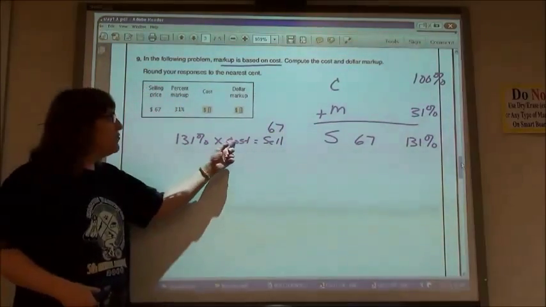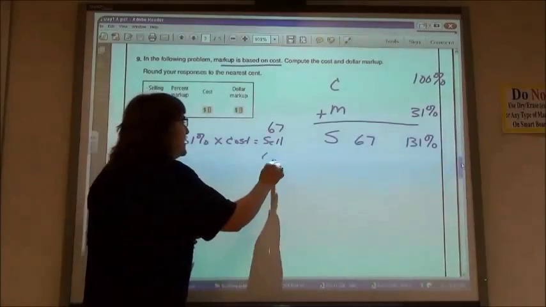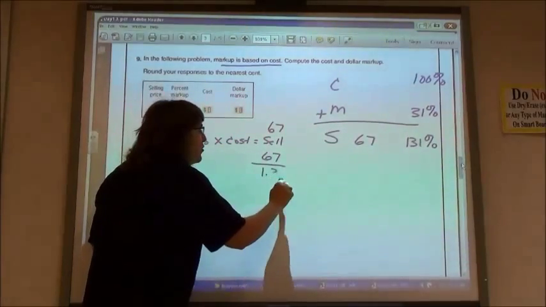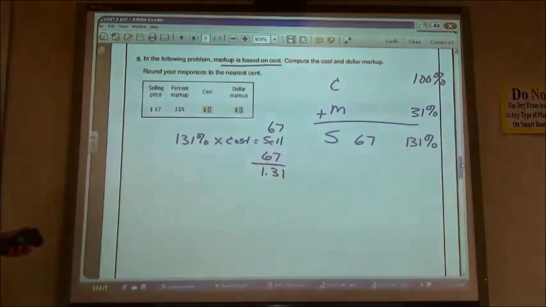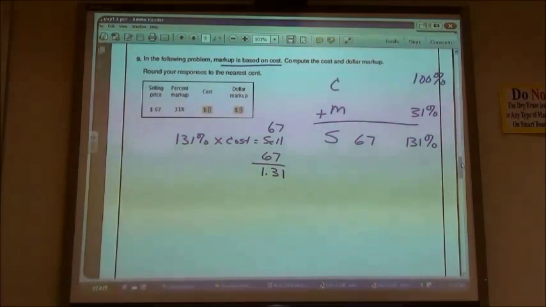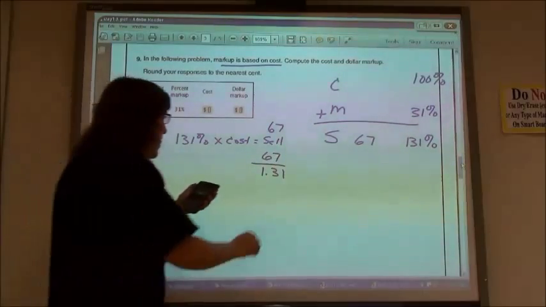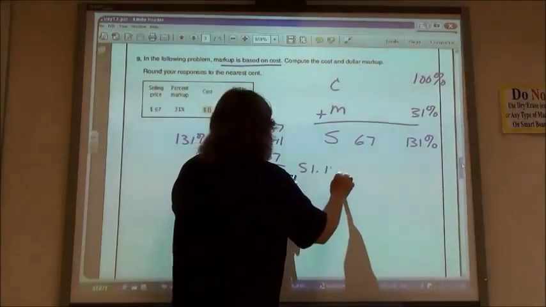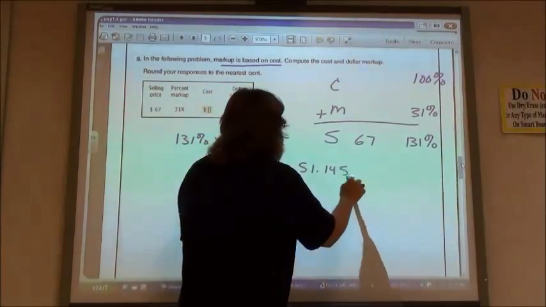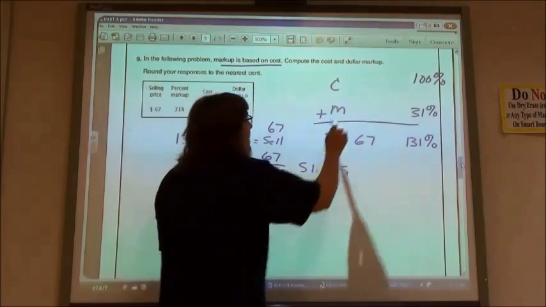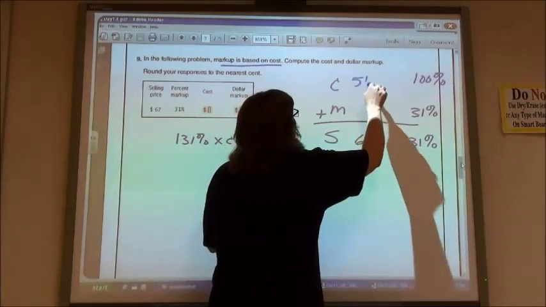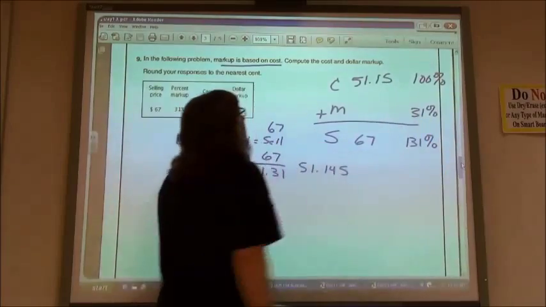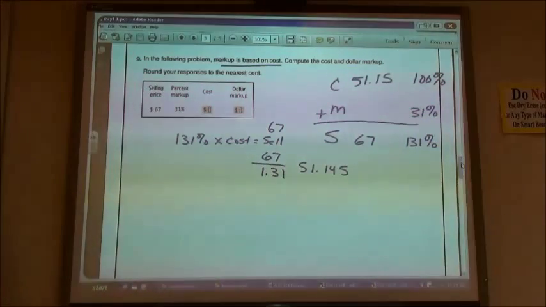So in order to solve this for the cost, I'm going to take 67 and divide it by the 131%, which is 1.31. So 67 divided by 1.31 gives me $51, and I have 1.145, so I have to round that up to 15 cents. So $51.15 is what my cost is going to end up being.